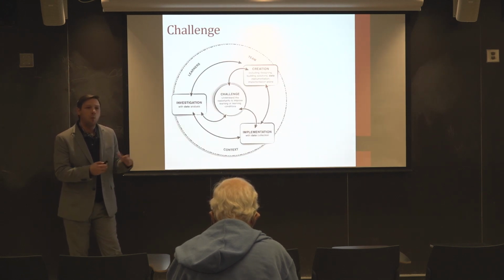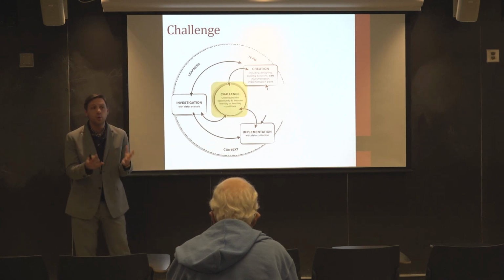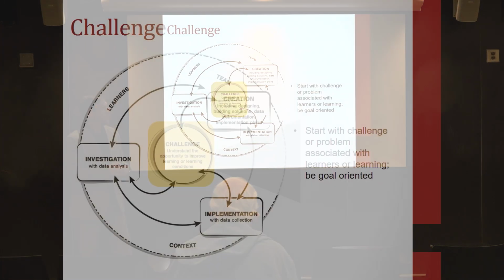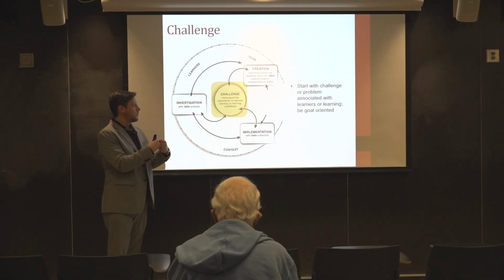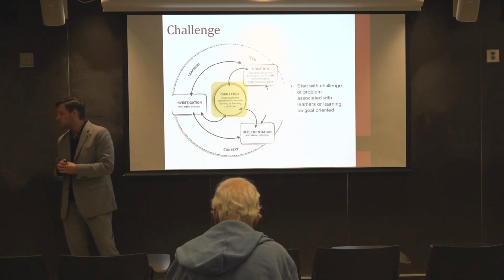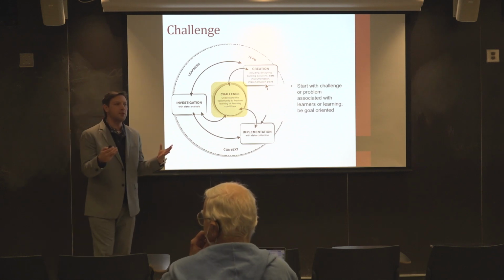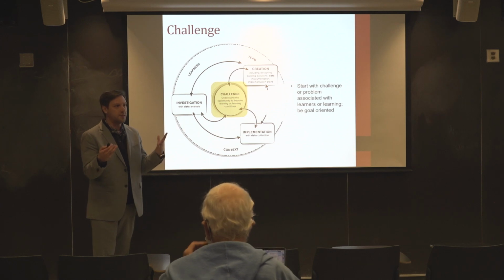So let's talk about what this looks like. Let's talk about this centerpiece, the challenge. Because that's where we always start. We start with that central challenge. What is it, right? We start with a piece where we look at a problem associated with learners or learning, right? And it needs to be really goal-oriented. We need to be thinking about what it is that we want to achieve with our learners. So we need to understand that opportunity. We need to understand what's available to it. So what are some examples of challenges that the learning engineering process may allow us to address across MIT?